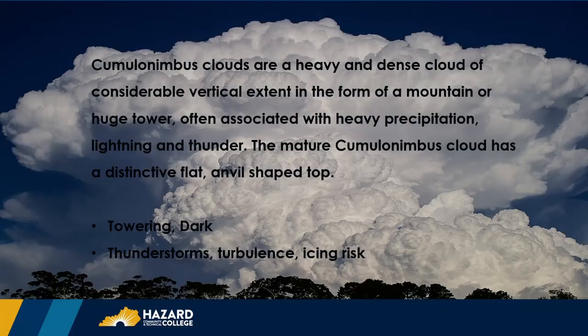Cumulonimbus clouds are heavy and dense clouds of considerable vertical extent in the form of a mountain or huge tower, often associated with heavy precipitation, lightning, and thunder. The mature cumulonimbus cloud has a distinctive flat anvil-shaped top. They are towering, dark, and bring thunderstorms, turbulence, and icing risks.